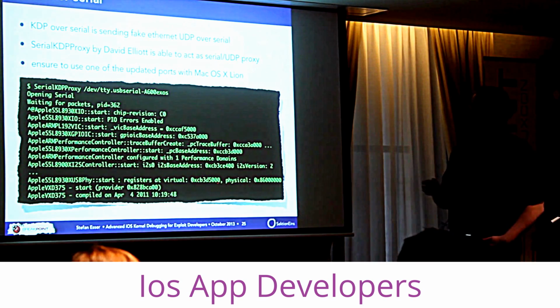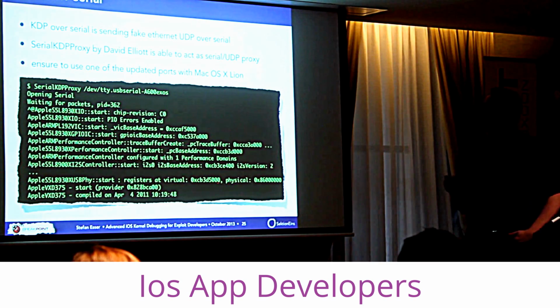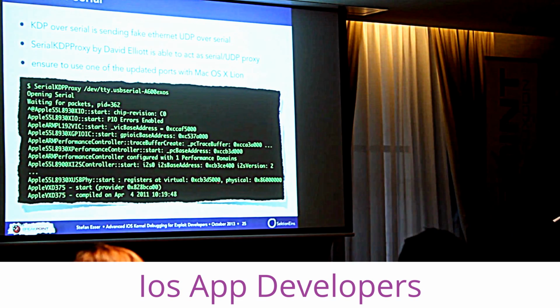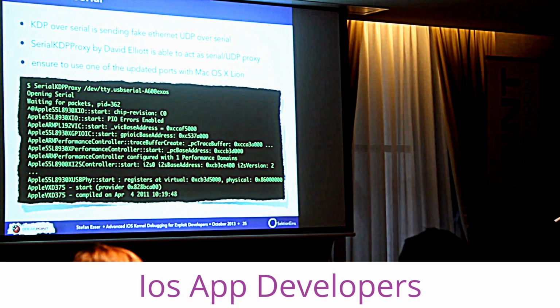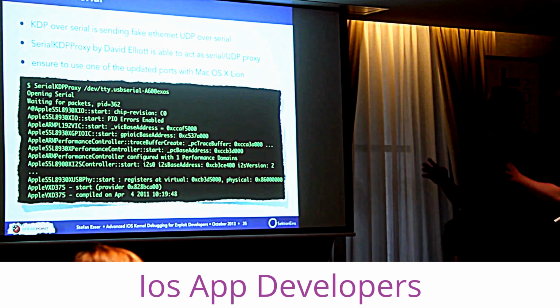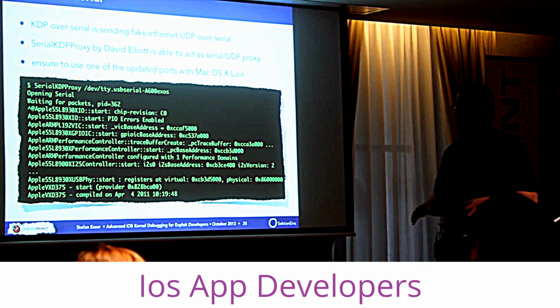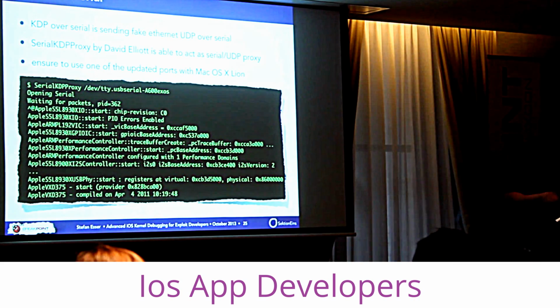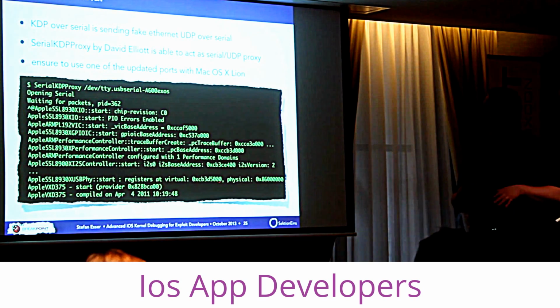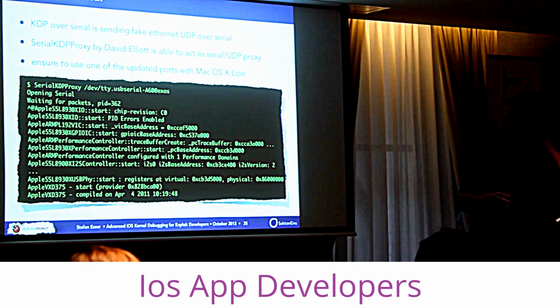This was not originally written for the iPhone. It was actually written by David Elliott, and he used it for real debugging of macOS X devices. But for some reason he needed a serial connection, not an Ethernet connection, so he wrote that little proxy, and that worked perfectly until macOS X Lion, and then a lot of the ports that you will find on GitHub and different places stopped working. The moment you upgraded to macOS X Lion, your code that worked perfectly before didn't work anymore. And this turned out to be a bug in that application.